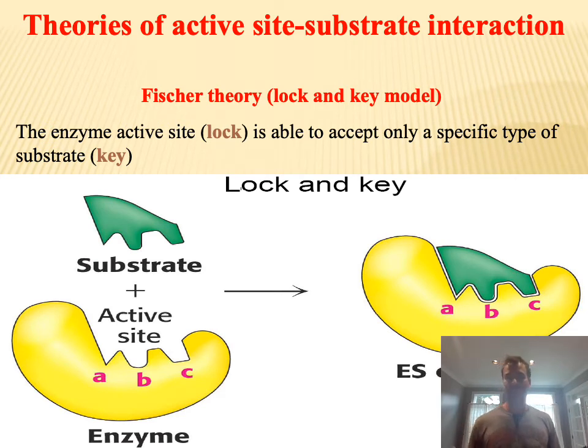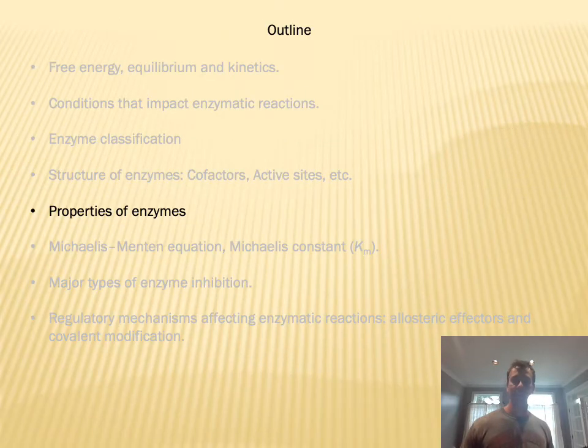The main theory, or the easiest way to think about active site substrate interactions, is the lock and key model. The enzyme active site being the lock, and it can accept only a very specific type of substrate, or the key. So the enzyme can have these different sites as part of the enzyme, and the substrate fits as a key into those different sites. So the substrate and enzyme come together to form the enzyme substrate complex. That's the main structure of enzymes.